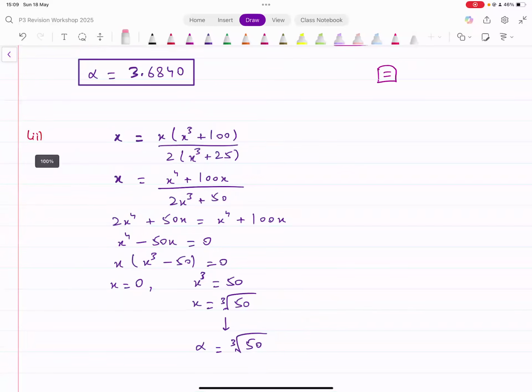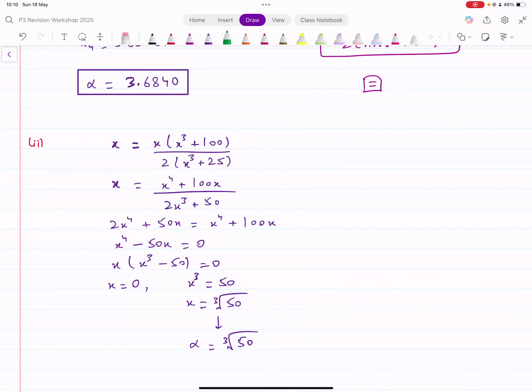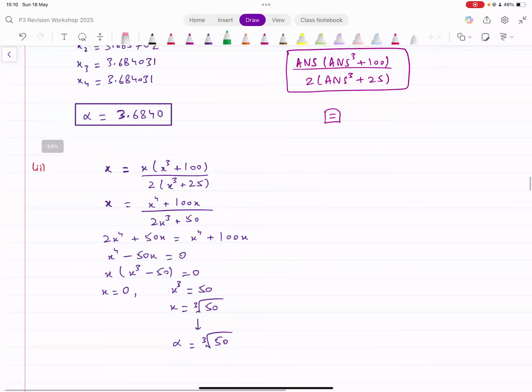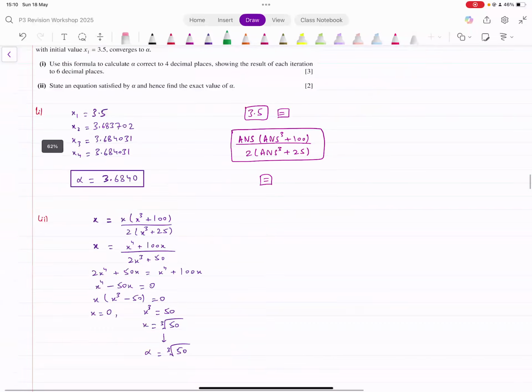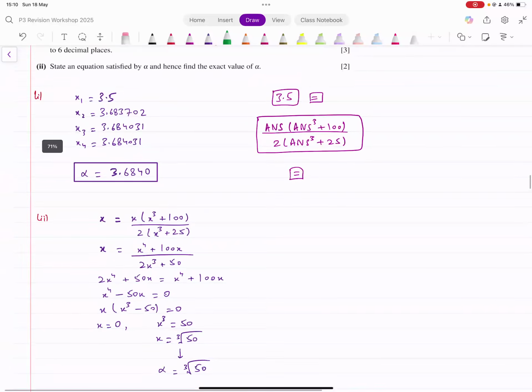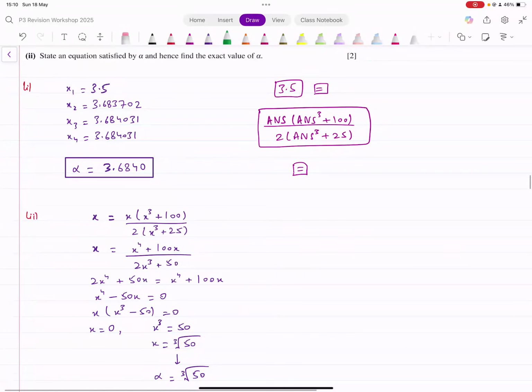Or the exact value for alpha, that's the cube root of 50. And you say, this is the exact value that we were looking for. This was an approximate value, as in the decimal value. This is the exact value, cube root of 50. And that's what you write there. The exact value of alpha is the cube root of 50. That comes from the algebraic method, not iteration.